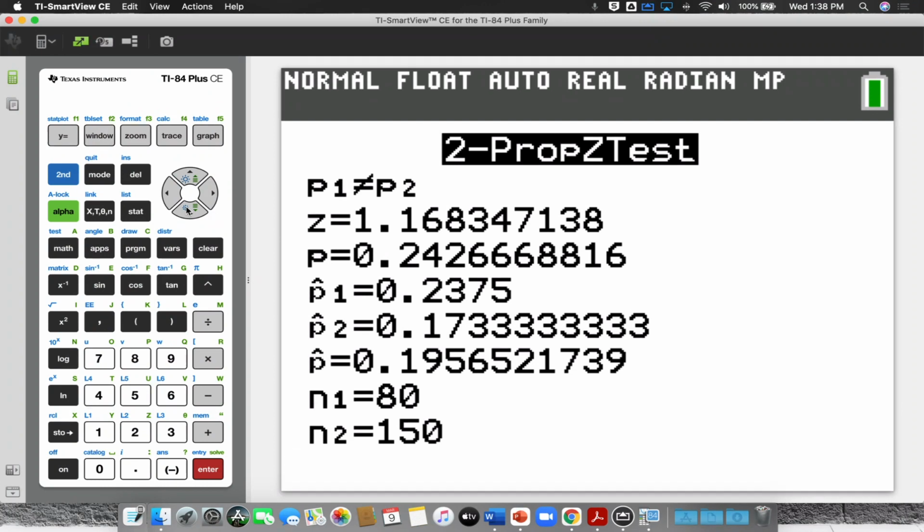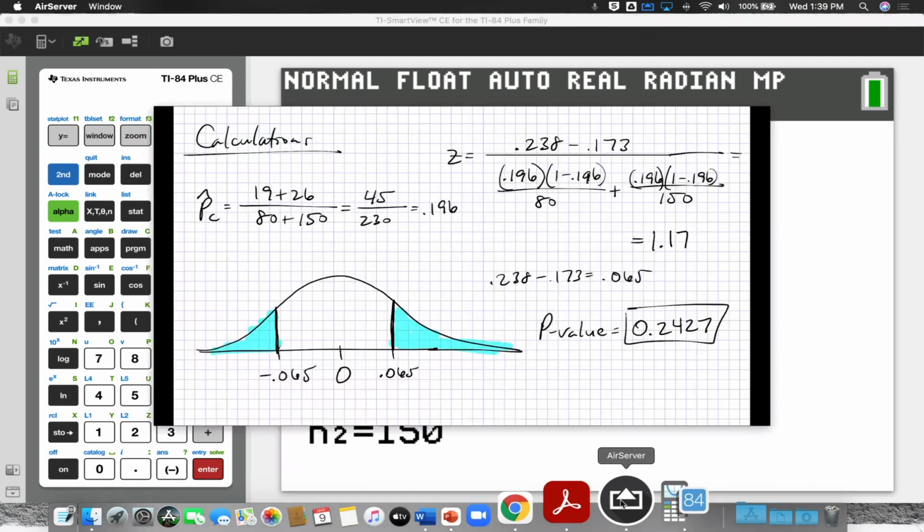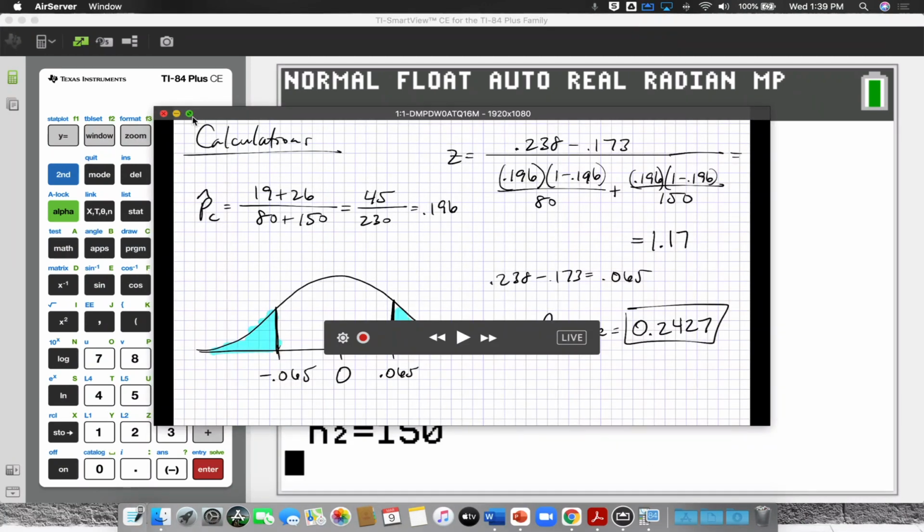The p-value for both is right underneath that: 0.2427. So the first number is the alternative hypothesis. The second one's the z-score. The next one after that is the p-value with both tails added up. Both of those guys are added up. And then the rest we already had.